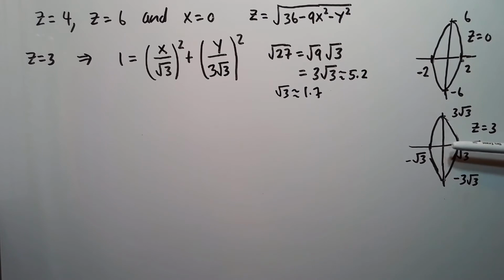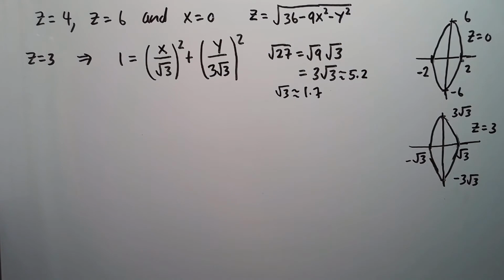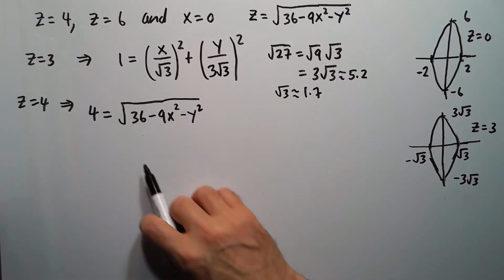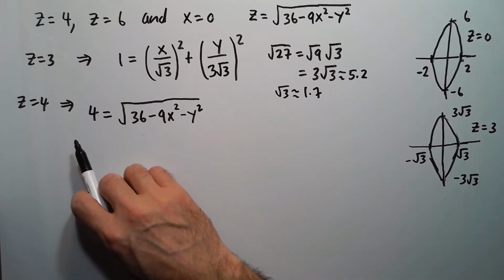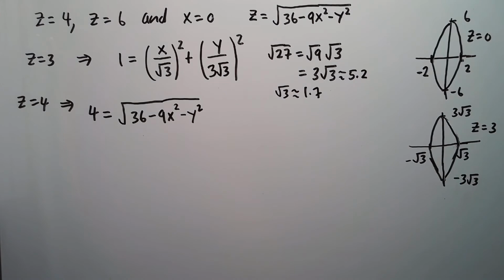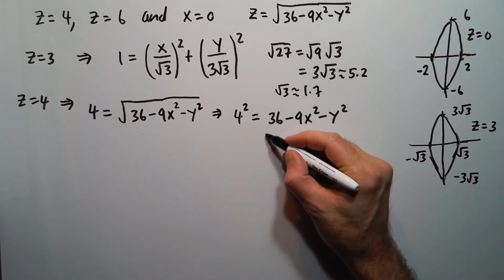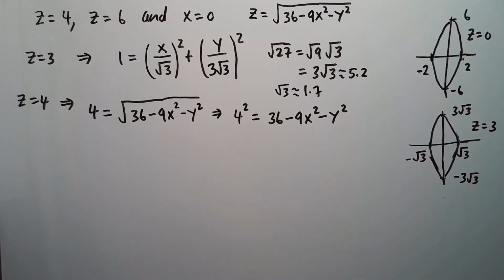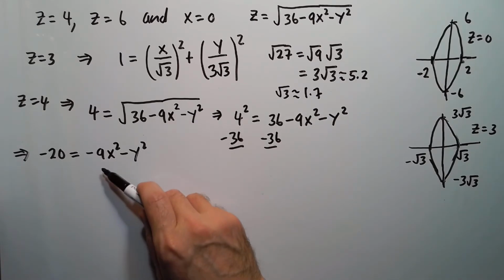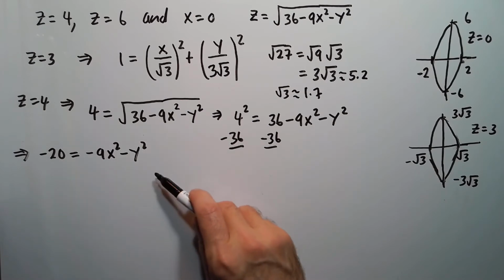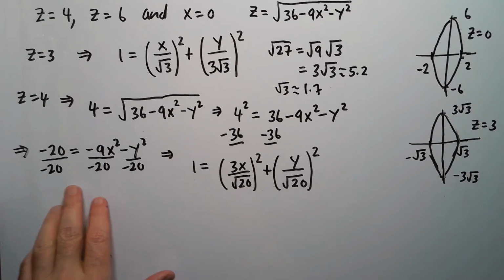Now let's do z equals 4 next. We get that 4 equals the square root of 36 minus 9x squared minus y squared. Let's square both sides. We get this. Then subtracting 36 on both sides, 16 minus 36 will be minus 20 equals negative 9x squared minus y squared, then dividing by minus 20.